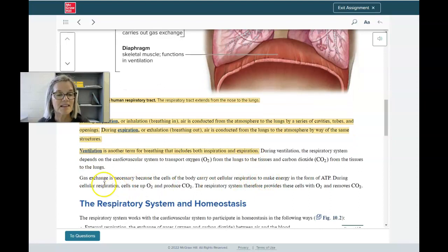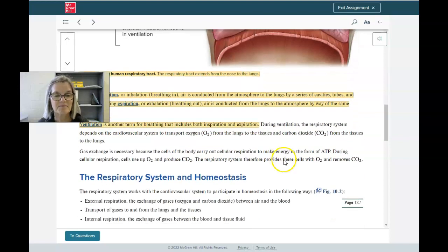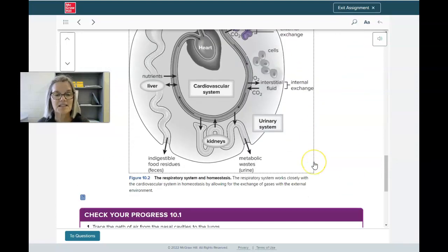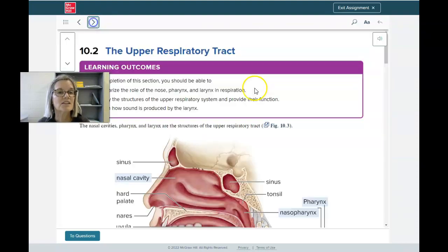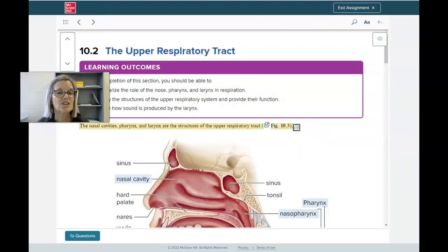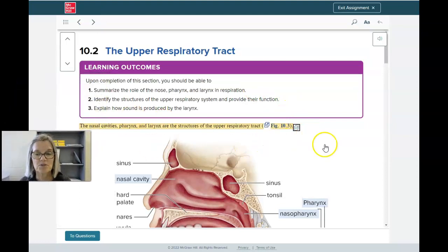And remember, the main thing that we're trying to do is deliver oxygen to our cells so they can make ATP and get rid of carbon dioxide waste. Talks a little bit about homeostasis, which kind of is what I just said. I'm going to go into section 10.2 and talk just a little bit more about the upper respiratory tract.